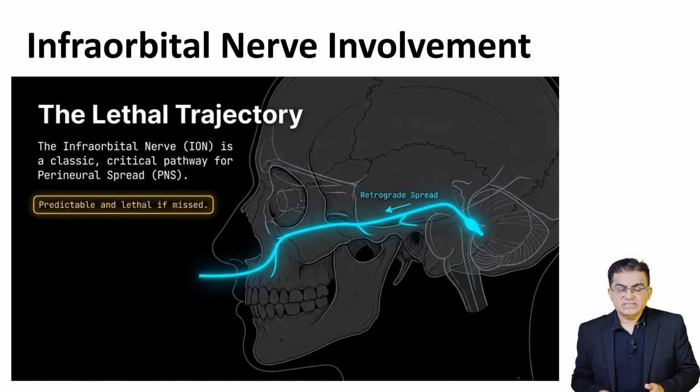Look closely at the anatomical trajectory on this slide. The infraorbital nerve is a classic, highly critical pathway for perineural spread. Notice the direction of that arrow. This spread is completely retrograde. It crawls backward along the nerve, moving away from the oral cavity and heading directly towards the skull base. Listen to me very carefully. If you miss this spread anywhere during your initial staging, the clinical outcome is entirely predictable and frankly, it is lethal.